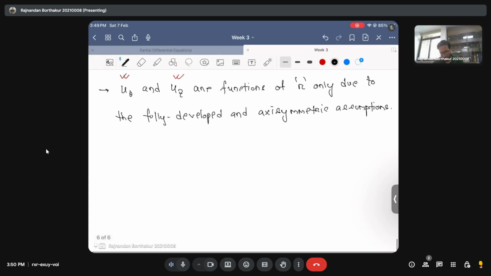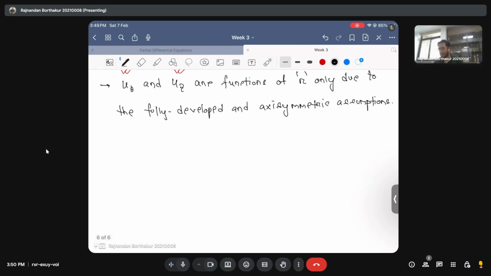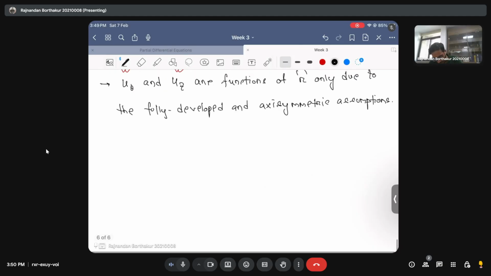Okay, that's it. Then what we need to do is, I hope you can now guess the next step. We just need to write the Navier-Stokes equation in the theta and z direction to get the velocities in the theta and z direction, which is u theta and uz. So that's all we need to do. We'll just write the Navier-Stokes equation in the theta direction.